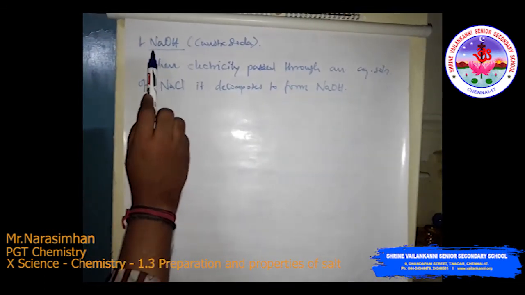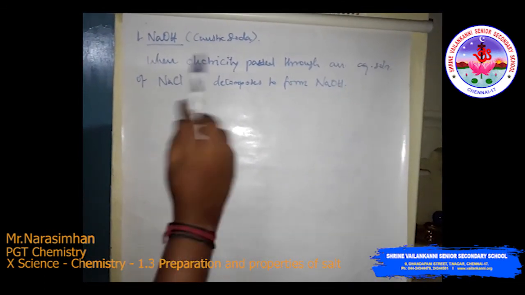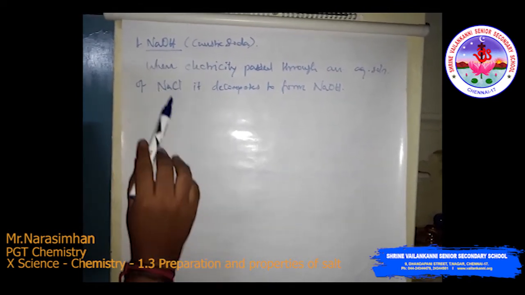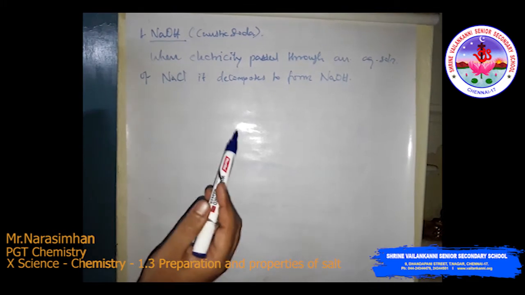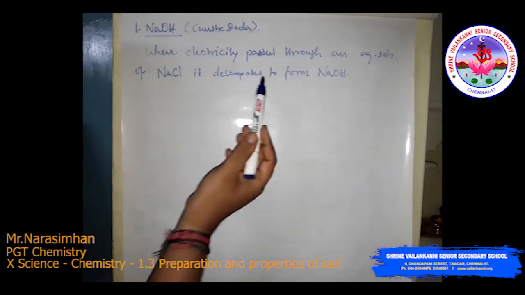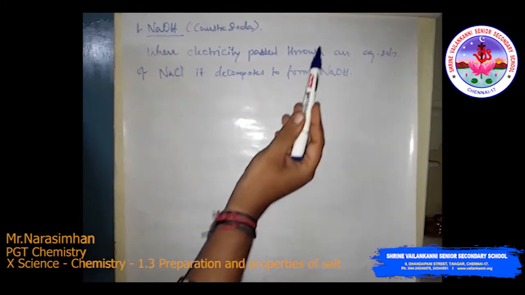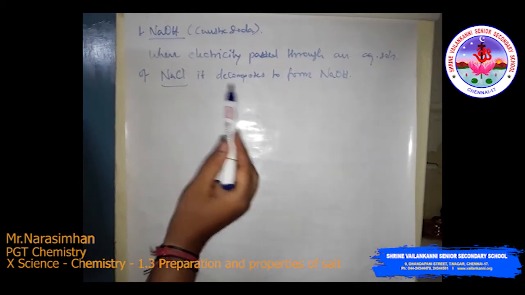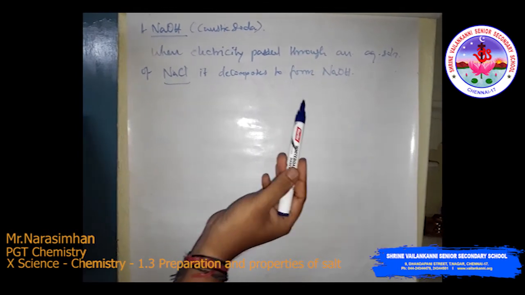See, the preparation of sodium hydroxide, that is caustic soda. How can we prepare the sodium hydroxide salt? Caustic soda, how can we prepare? When electricity is passed through an aqueous solution of NaCl, that is sodium chloride, it decomposes to form NaOH.